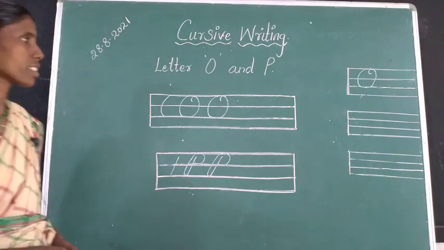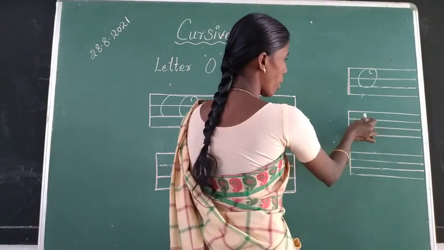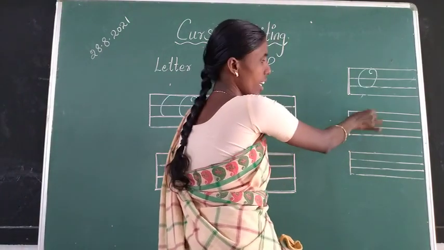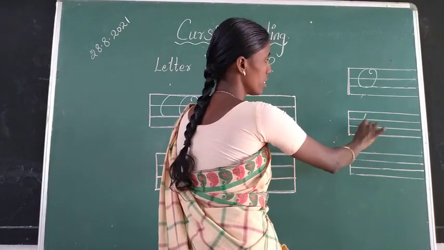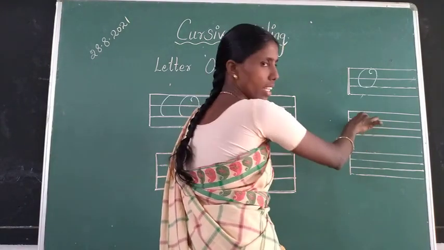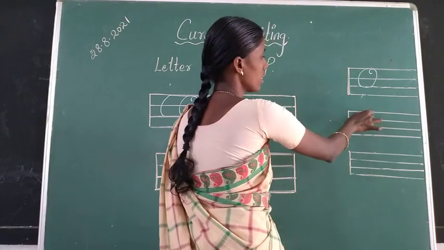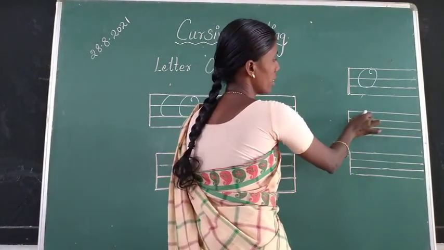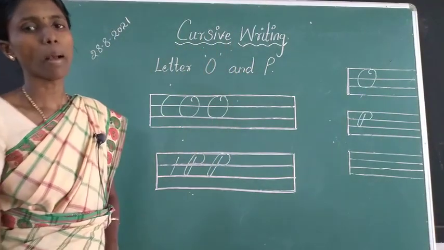Children, now put a pencil point between the first and the second line. Draw a slant line. Then turn it back side. Then go up with a slant line till the top line. Then make a curve. This is capital letter P.